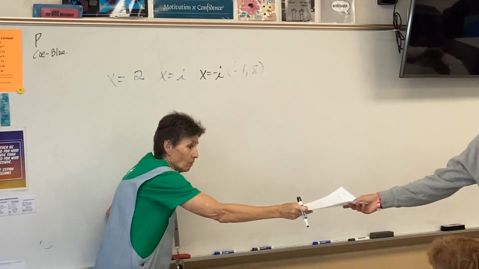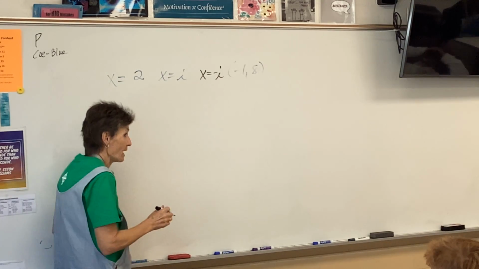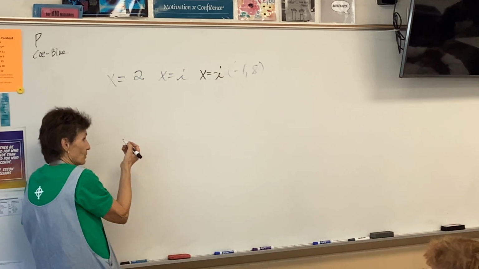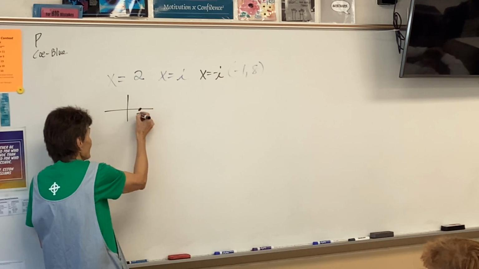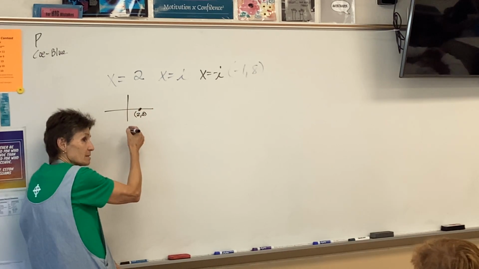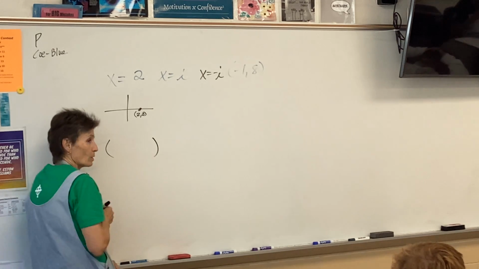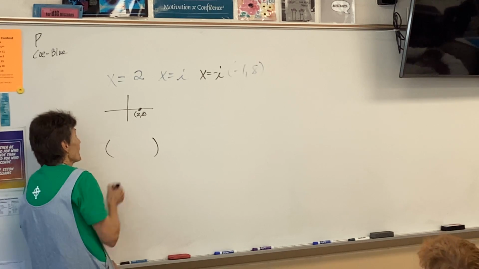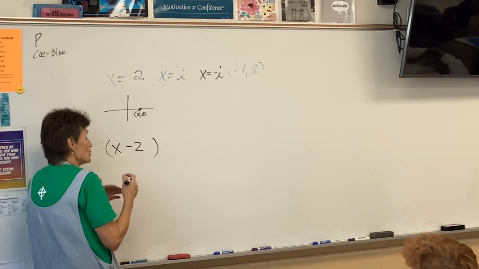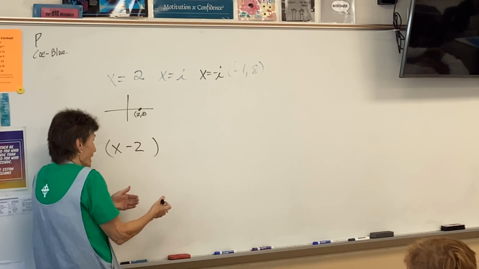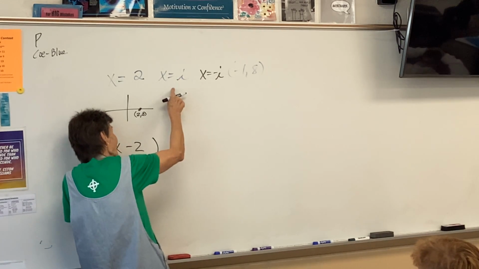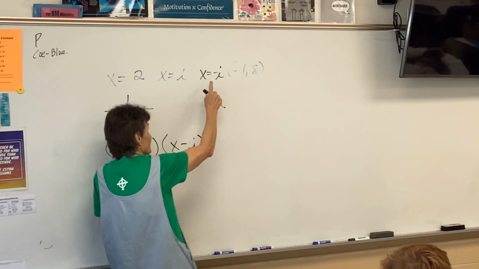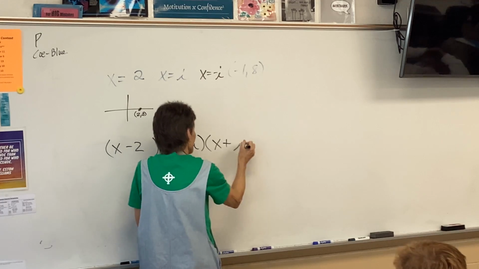Okay? Now, our job is to find the polynomial. So, if I know that x equals 2 is a root, that means if you graphed this, you'd have an intercept of 2. That's what that means. What factor does that correspond to? x minus 2. Very good. Using the same exact logic, what factor does that correspond to? x minus i. And what about this one? x plus i. There you go.